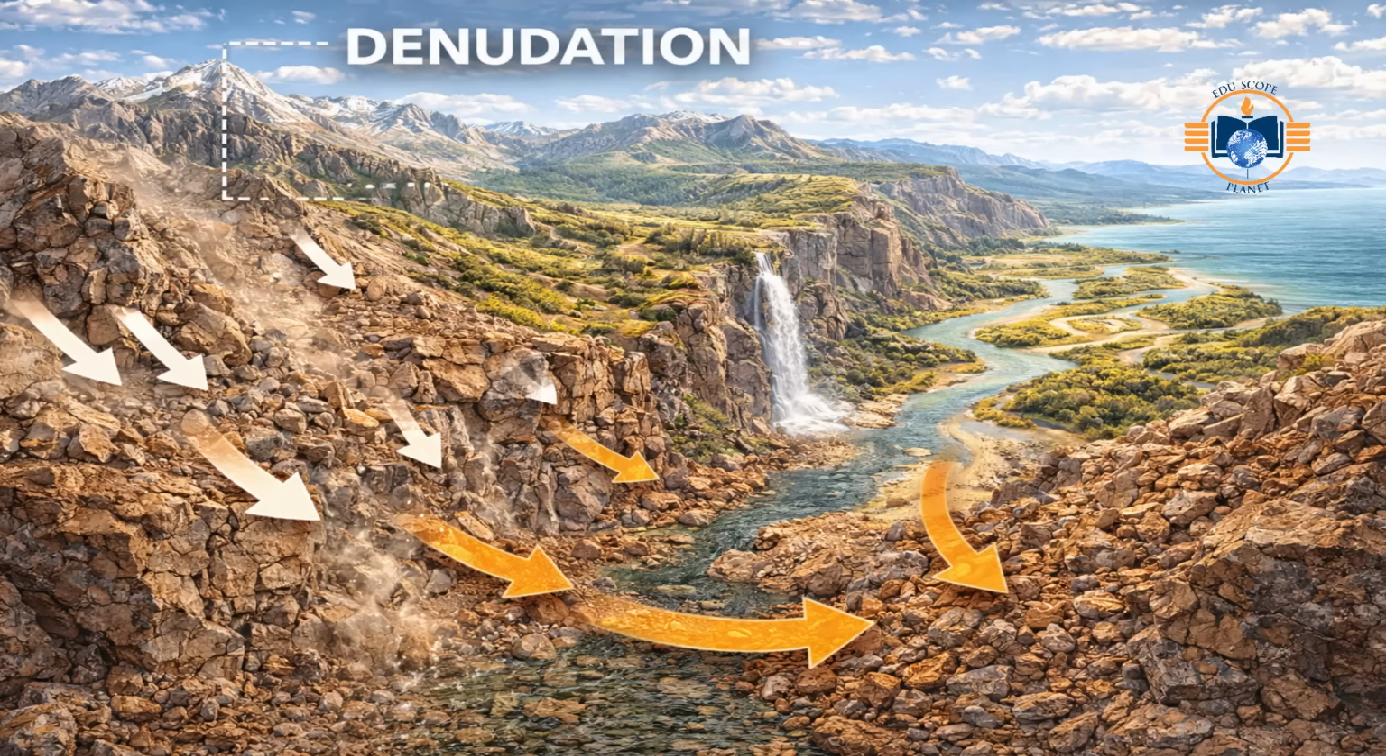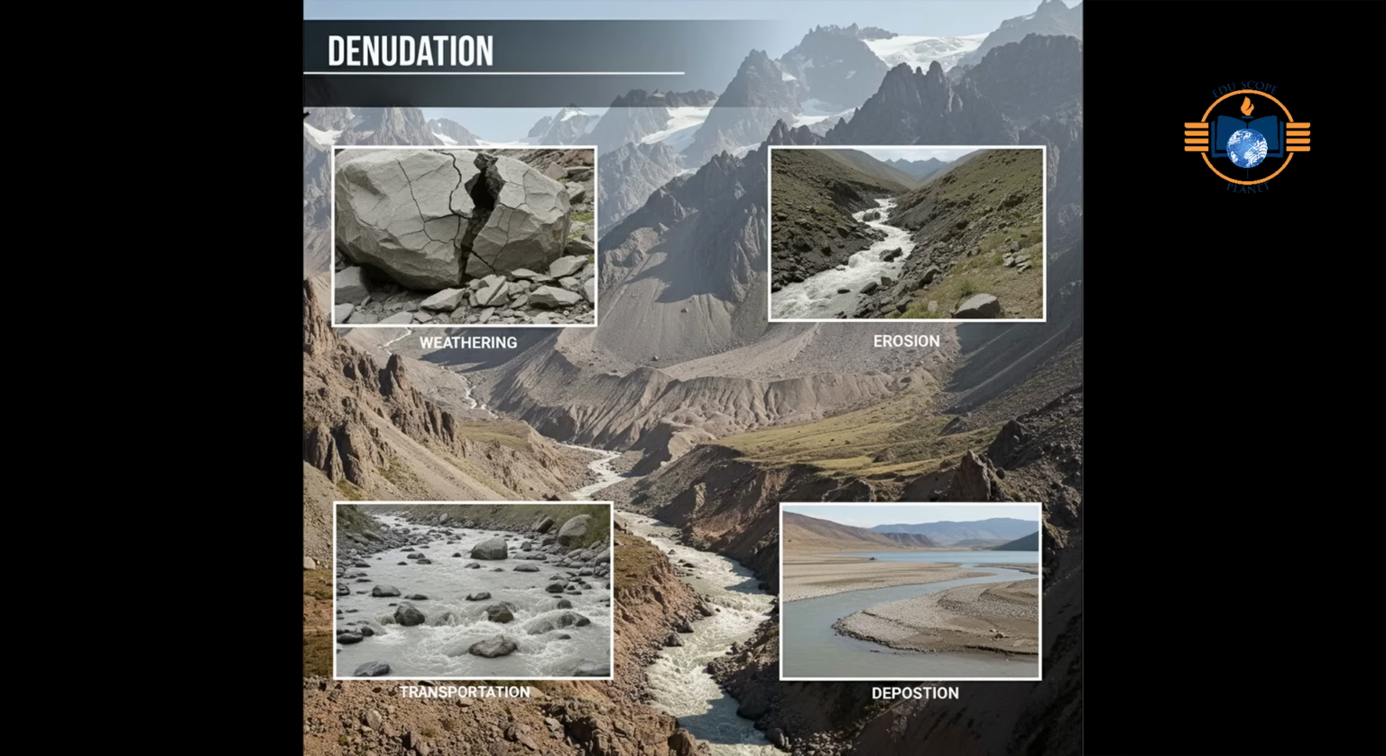What is denudation? The word denudation means to strip off. Denudation is the overall process that lowers the Earth's surface by wearing it away. It includes four major processes: weathering, erosion, transportation, deposition. So remember, weathering is a part of denudation.